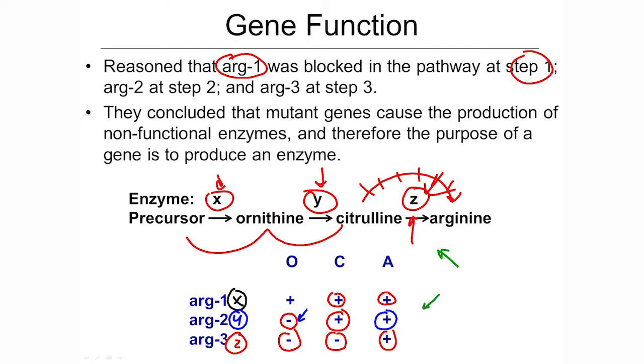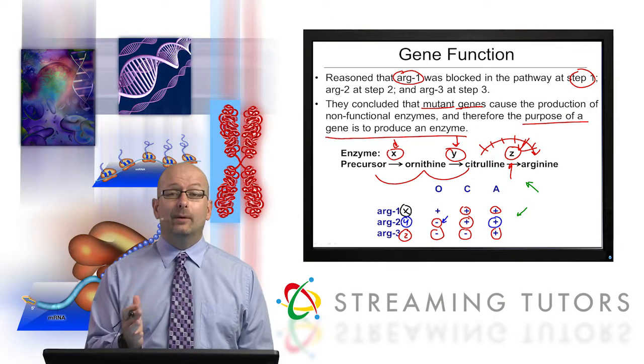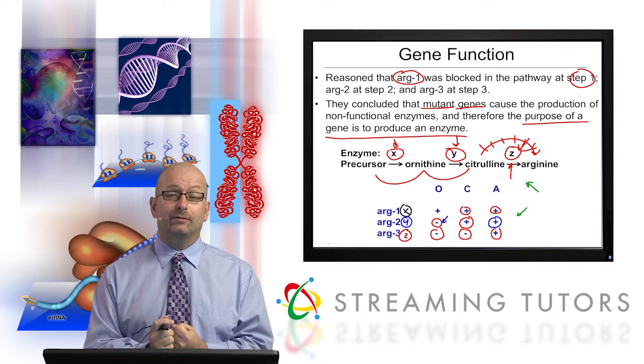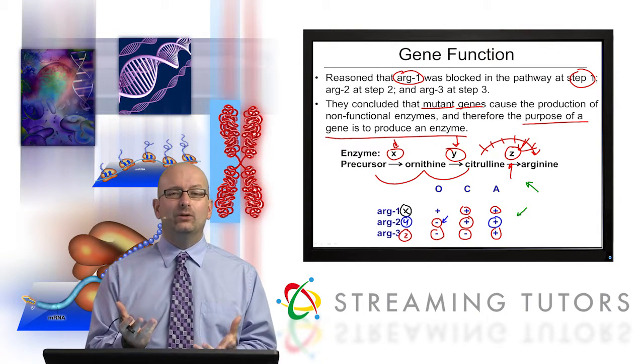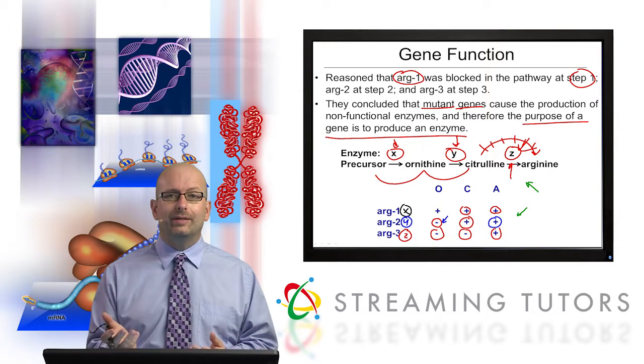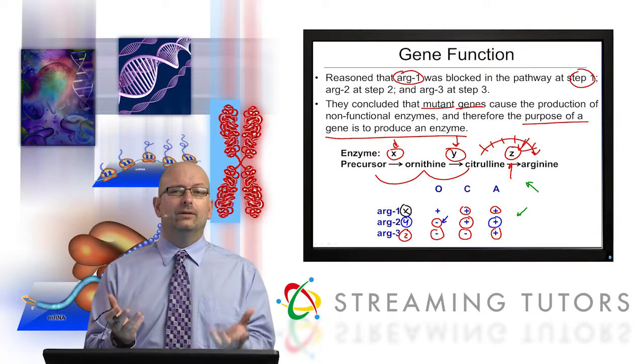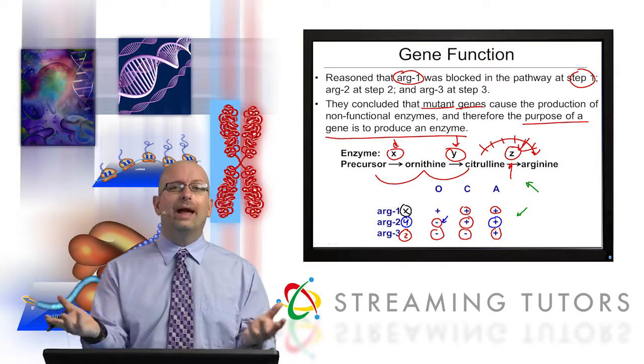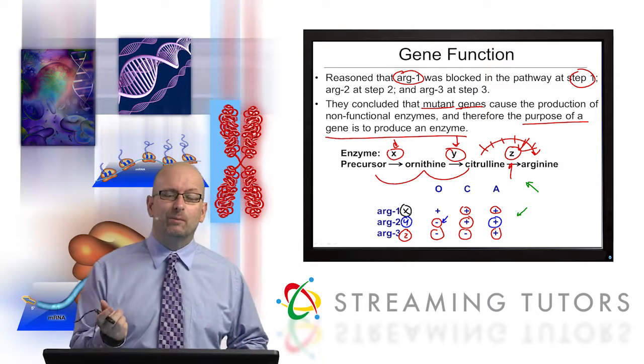So this is so important. What they concluded was that there are 3 different genes mutated in these 3 strains. The mutant genes cause the production of enzymes that don't work, non-functional enzymes. And therefore, the purpose of a gene is to produce an enzyme. Now, let's just pause for a minute. This is big stuff. If in the beginning you said, well, yeah, a gene controls a trait, Mendel said that. Yeah, but Mendel didn't know anything about enzymes and genes and the pathways that were causing production of a pigment.